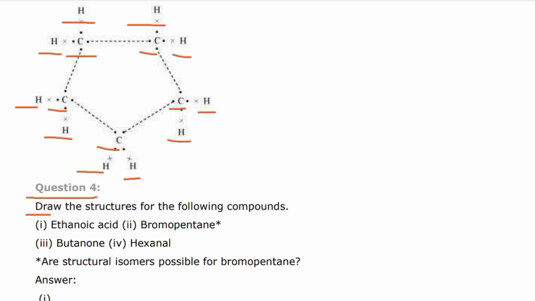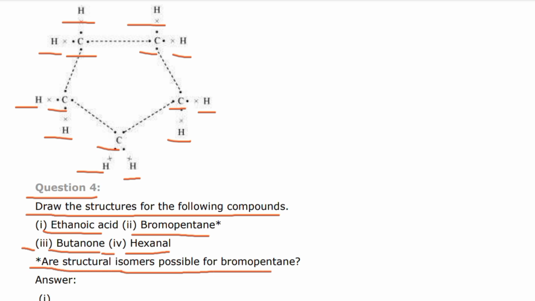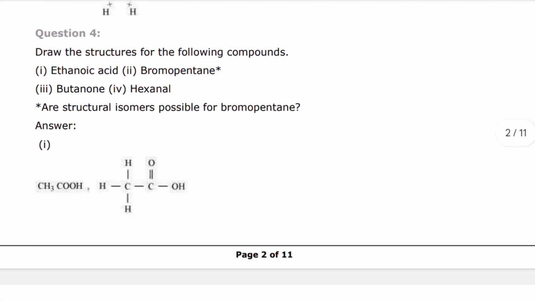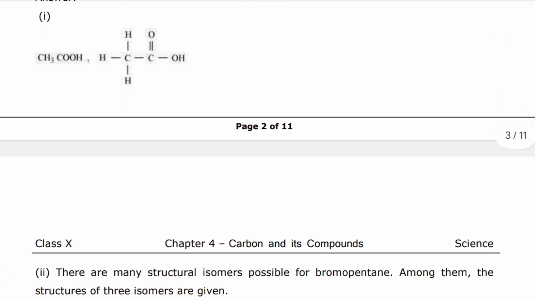Question 4. Draw the structures for the following compounds: first, ethanoic acid; second, bromopentane; third, butanone; fourth, hexanol. Or how many structural isomers are possible for bromopentane? Answer. First, CH3 C double bond OH, CH C double bond OH.